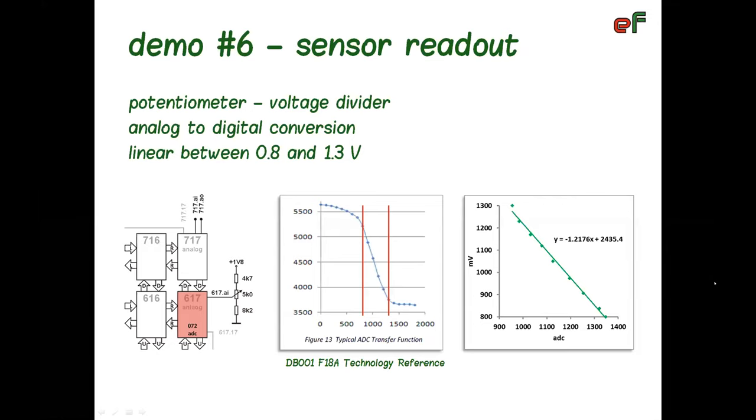As an example, I have connected a potentiometer as a voltage divider to the input of an analog node 617, and I want to see what values the ADC reports and what is the voltage corresponding to the current ADC reading. To this end, the potentiometer is limited to the voltage span between 0.8 and 1.3 volts, where the ADC response is linear, as can be seen in the left graph taken from Green Array's databook.